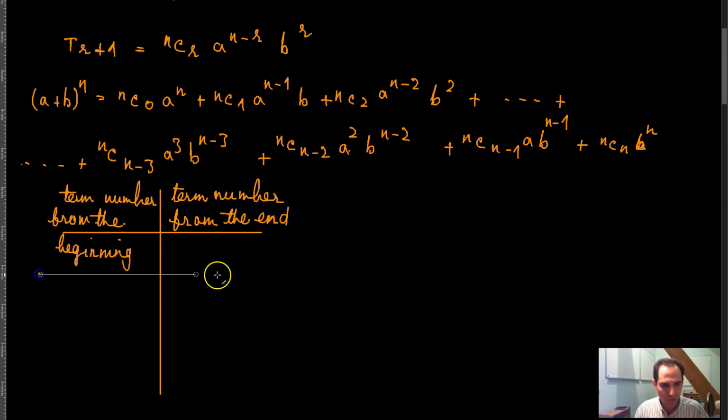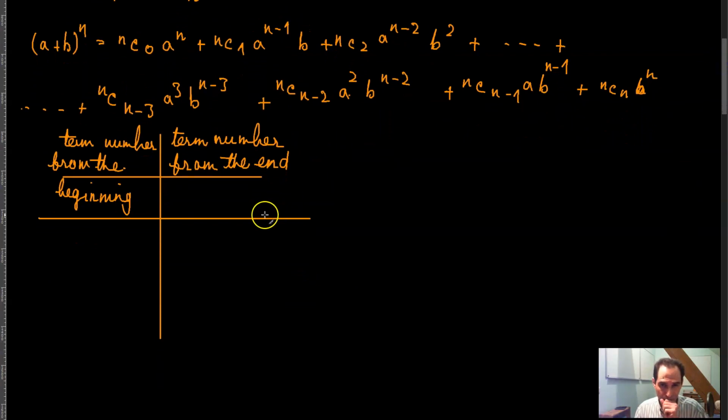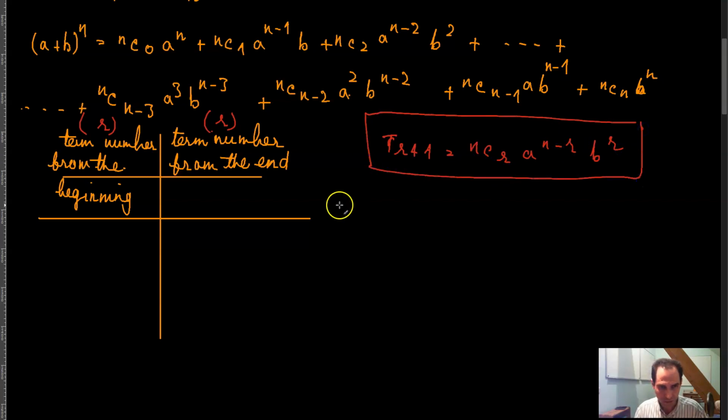Right? So if I know what my r is at these terms, then I can simply calculate the terms, because no matter what term I'm looking for, I know that t of r plus 1 is equal to n combination r, a raised to the power n minus r, b raised to the power r. That remains constant for all of these terms. Now if I can find some relationship between the r in those terms, then we will be able to do something.